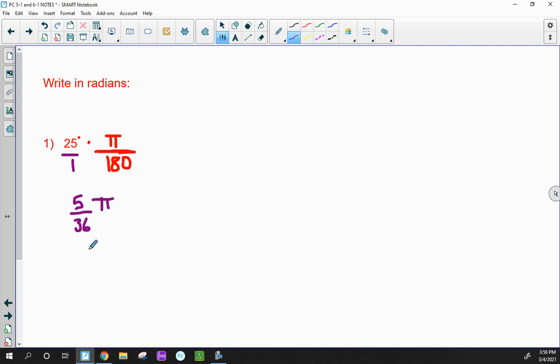And I would prefer that you write the pi beside the number on top. So like 5 pi over 36. That's usually how you'll see it in trig. And that's your value.